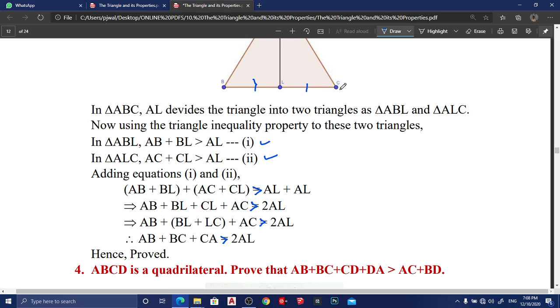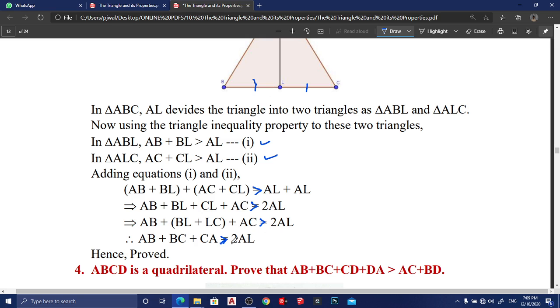Now from the figure you can observe BL plus LC is nothing but the total length of BC. So in place of BL plus LC you can write it as BC. Therefore this expression will be converted into AB plus BC plus CA. This AC also you can write as, for the convenience, CA. As a cyclic order, AB plus BC plus CA is greater than 2 times of the median AL.